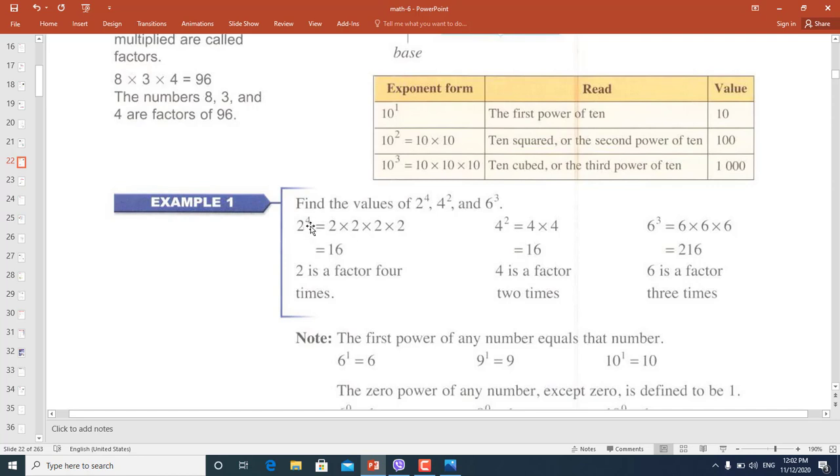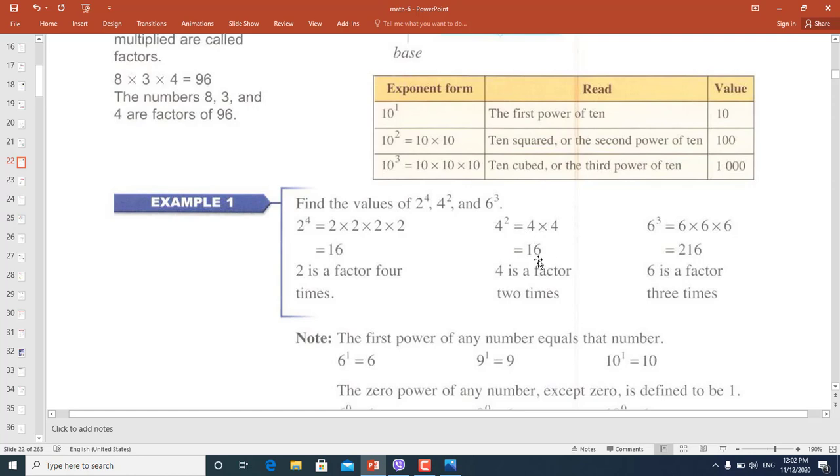2 exponent 4, this 4, that means it shows us how many times to write its base as a factor. 4 times: 2 times 2 times 2 times 2. 2 times 2, it's 4. 4 times 2, it is 8. 8 times 2, 16.